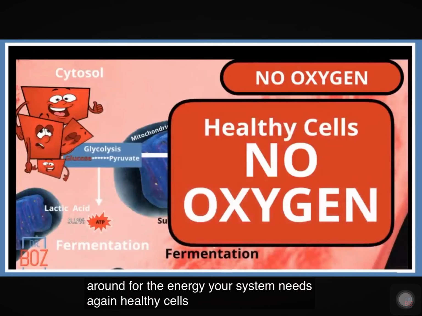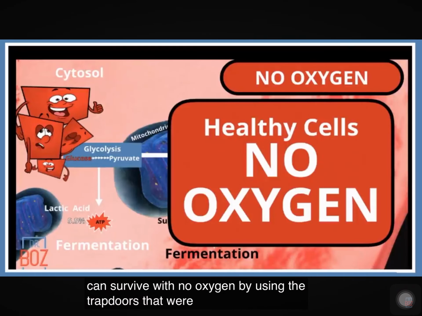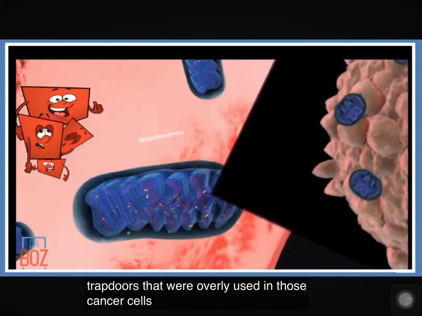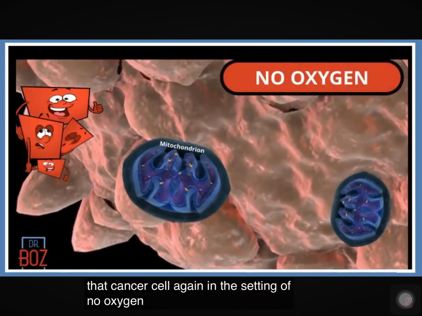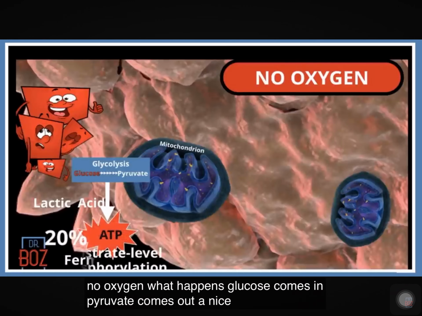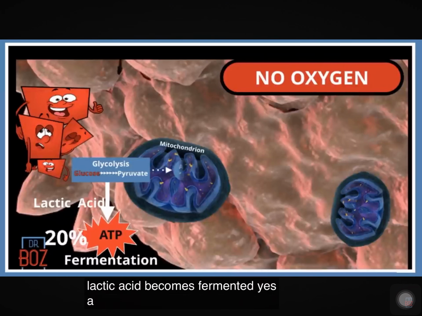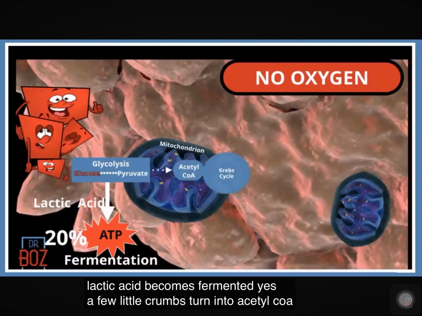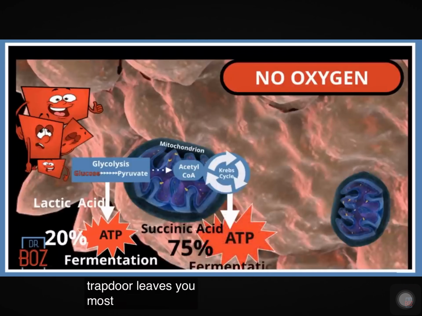Again, healthy cells can survive with no oxygen by using the trapdoors that were overly used in those cancer cells. All right, let's look at that cancer cell. Again, in the setting of no oxygen, what happens? Glucose comes in, pyruvate comes out, a nice big arrow for lactic acid becomes fermented. Yes, a few little crumbs turn into acetyl-CoA, the Krebs cycle spins out, and that trapdoor leaves you most of the energy coming out through succinic acid.